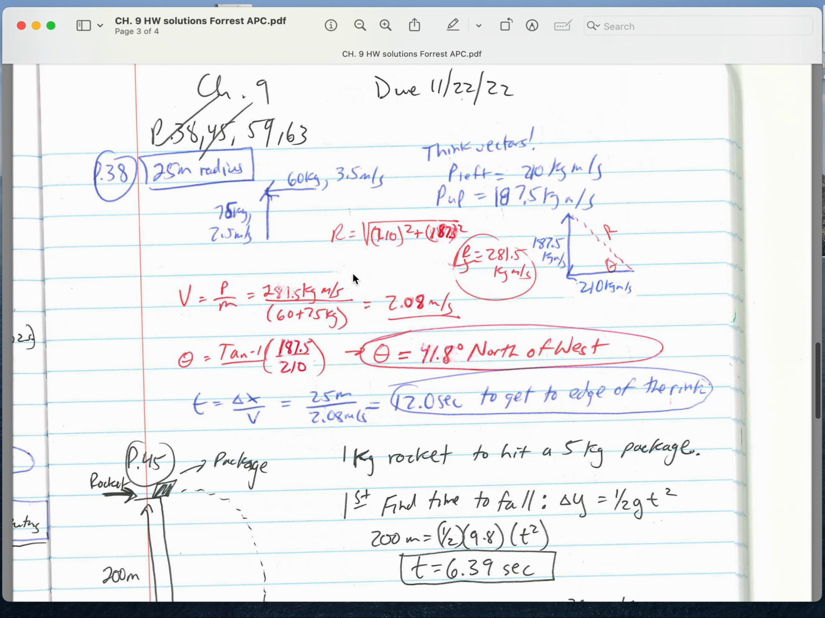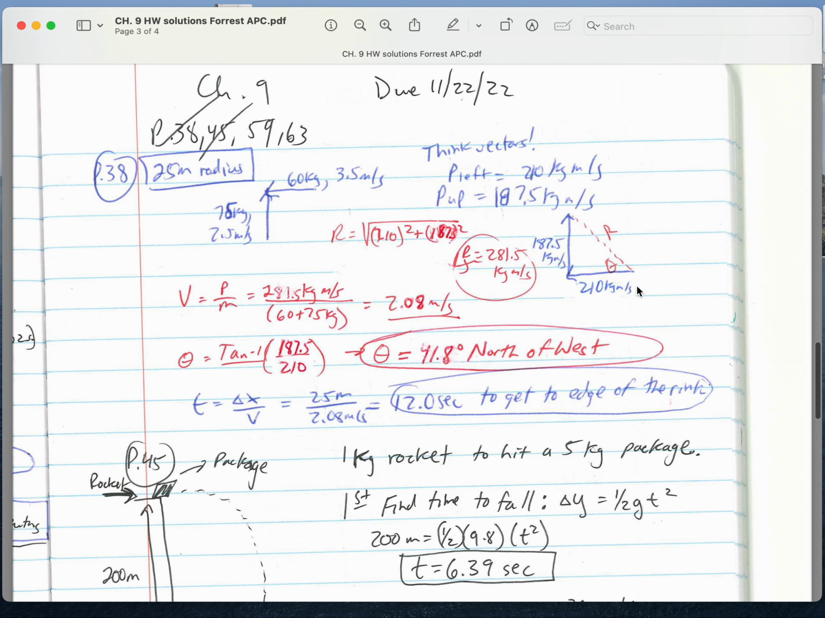Next couple, you've got 2 people on ice. They're going to hit each other in a perfectly inelastic collision. I had initially messed up my numbers. So it's 210 kilogram meters per second to the left, 187.5 north. So when we do that, we get a final momentum of 281.5 kilogram meters per second and an angle.